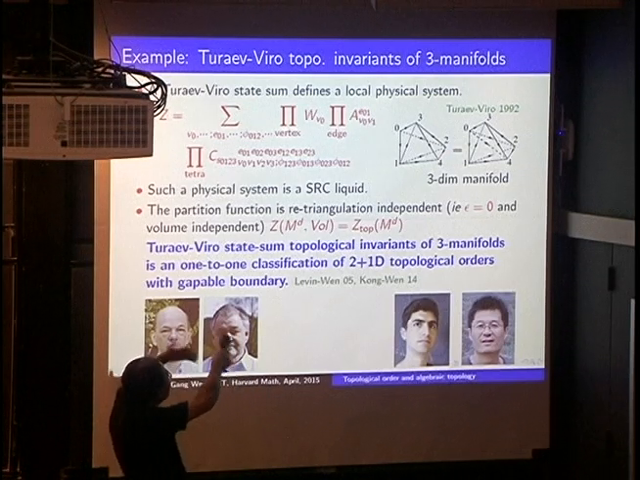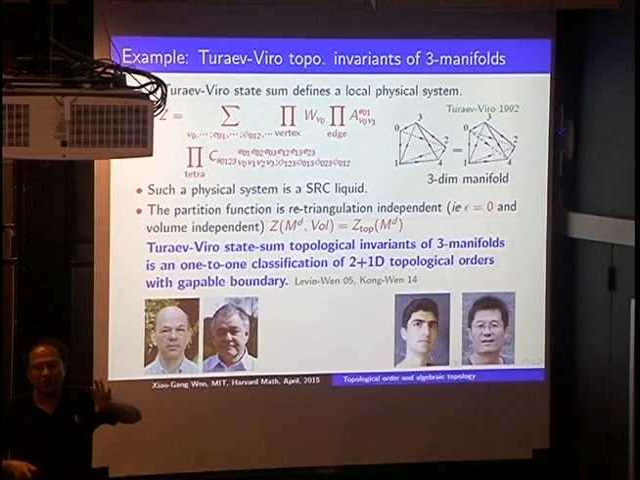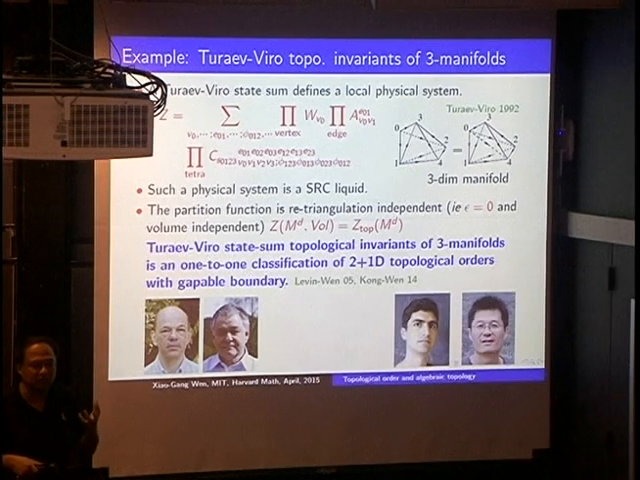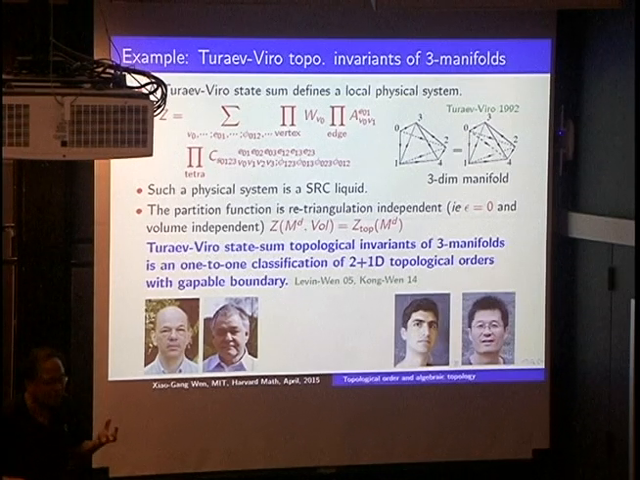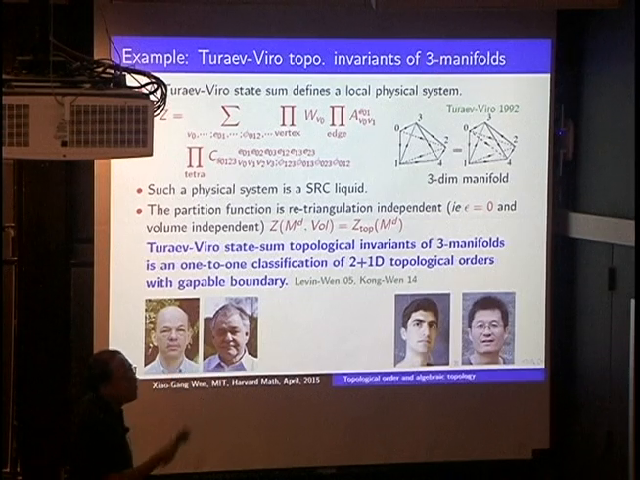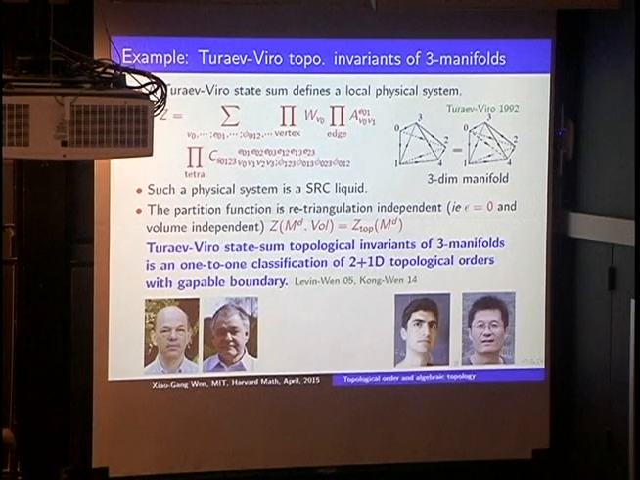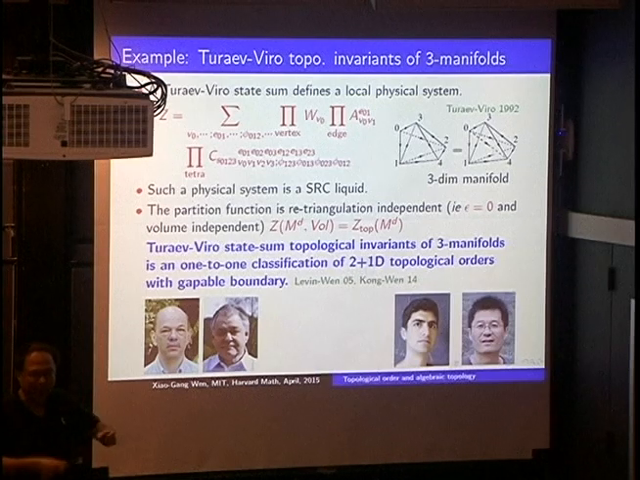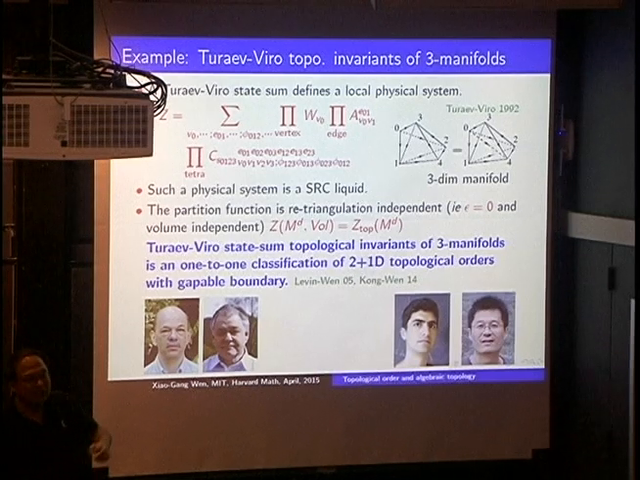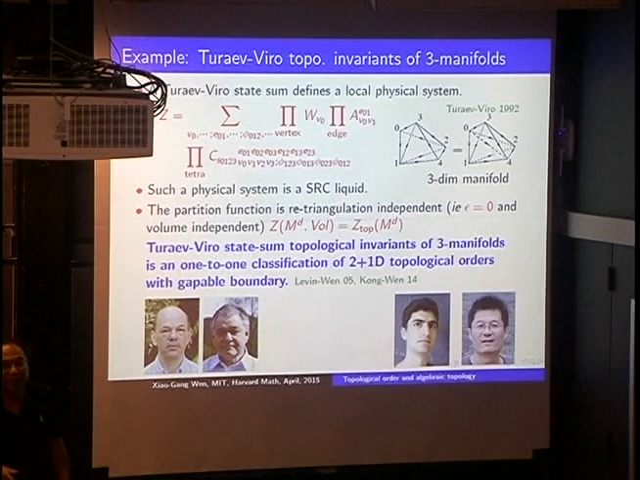So by looking for tensors which satisfy certain kinds of Pachner identities, you basically define a number, a triangulation independent partition function. And this triangulation independent partition function is really this topological invariant for three-manifolds. However, we can also view this tensor as a physical system. They describe some ideal physical system in a certain short-range correlated phase, and different choices of this tensor give us different short-range correlated phases.